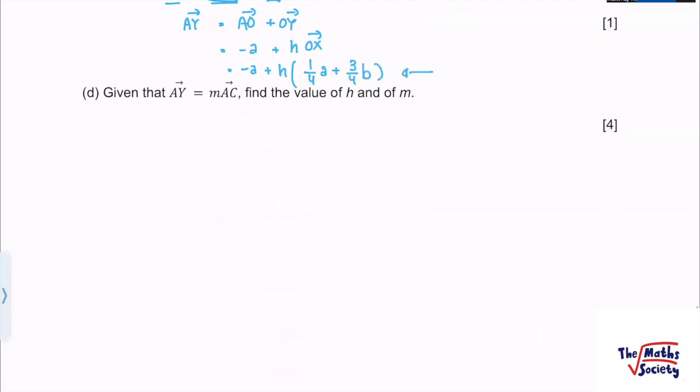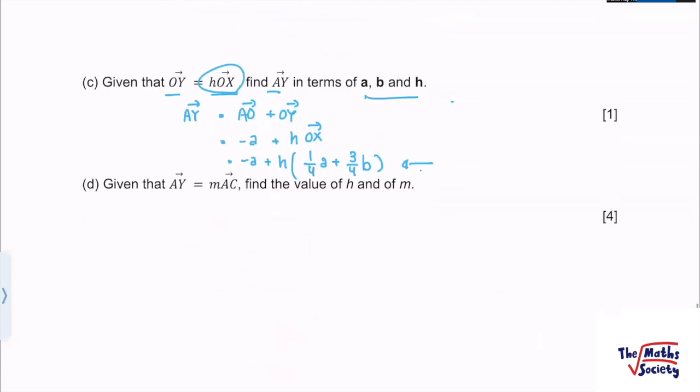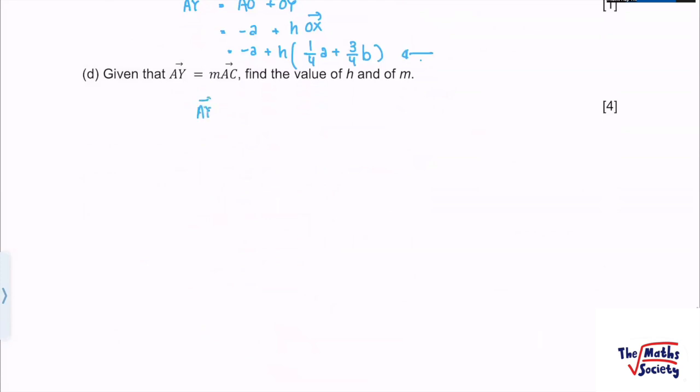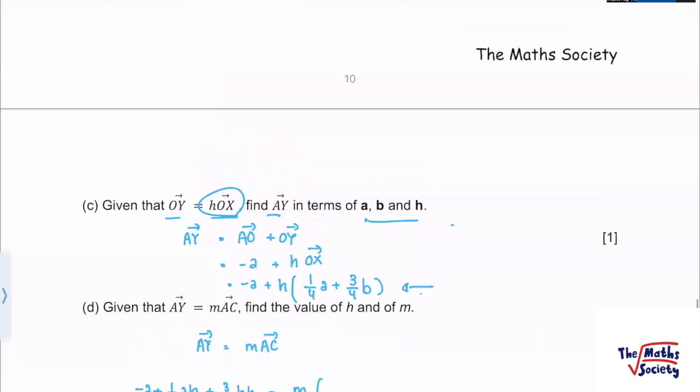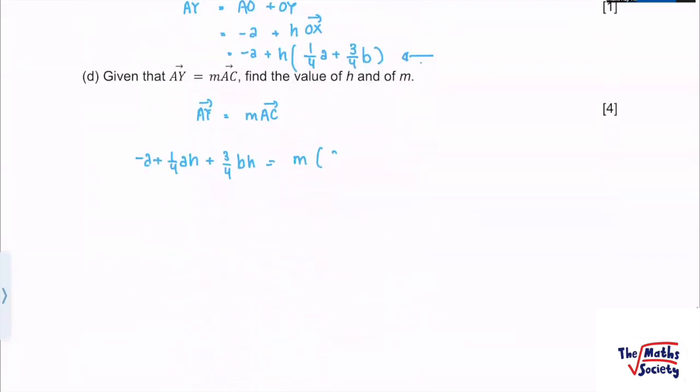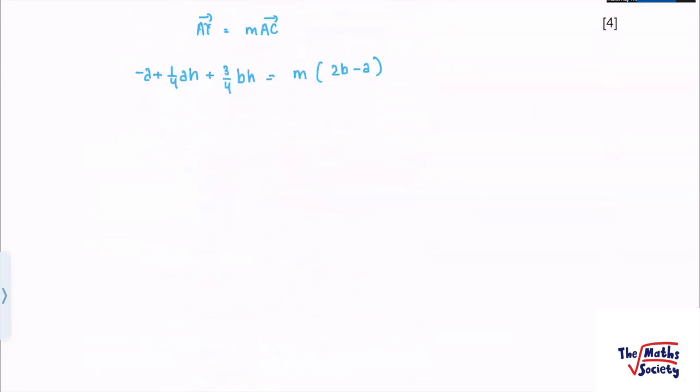And this is it in terms of a, b, and h. It says that given that AY is equal to m AC, find the value of h and m. AY, we have it as minus a plus 1 by 4 AH plus 3 by 4 PH. m AC, we find it here, 2b minus a. So now we're going to calculate them. So you will have minus a plus 1 by 4 h is going to equal to minus m, and 3 by 4 h is going to equal to 2m.